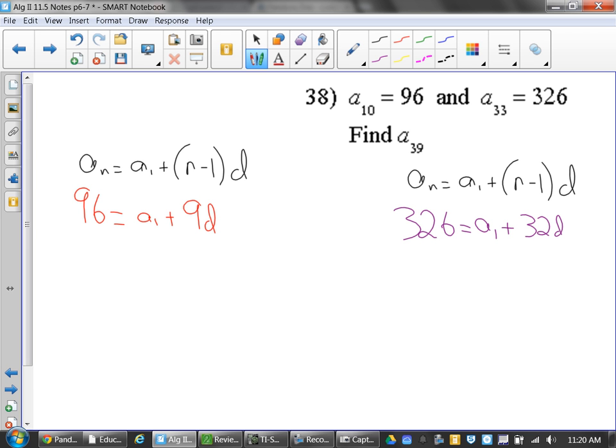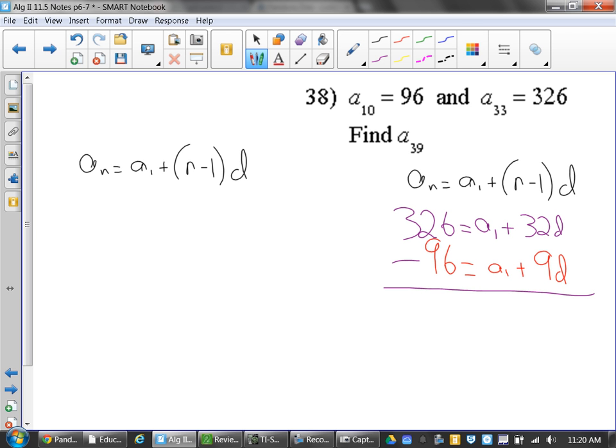System of equations, which one am I going to eliminate? Subtract all that out, we get a 0. 230 is 23d. Oh no, I don't know if I can do this without a calculator. I'm not quite sure what d is.